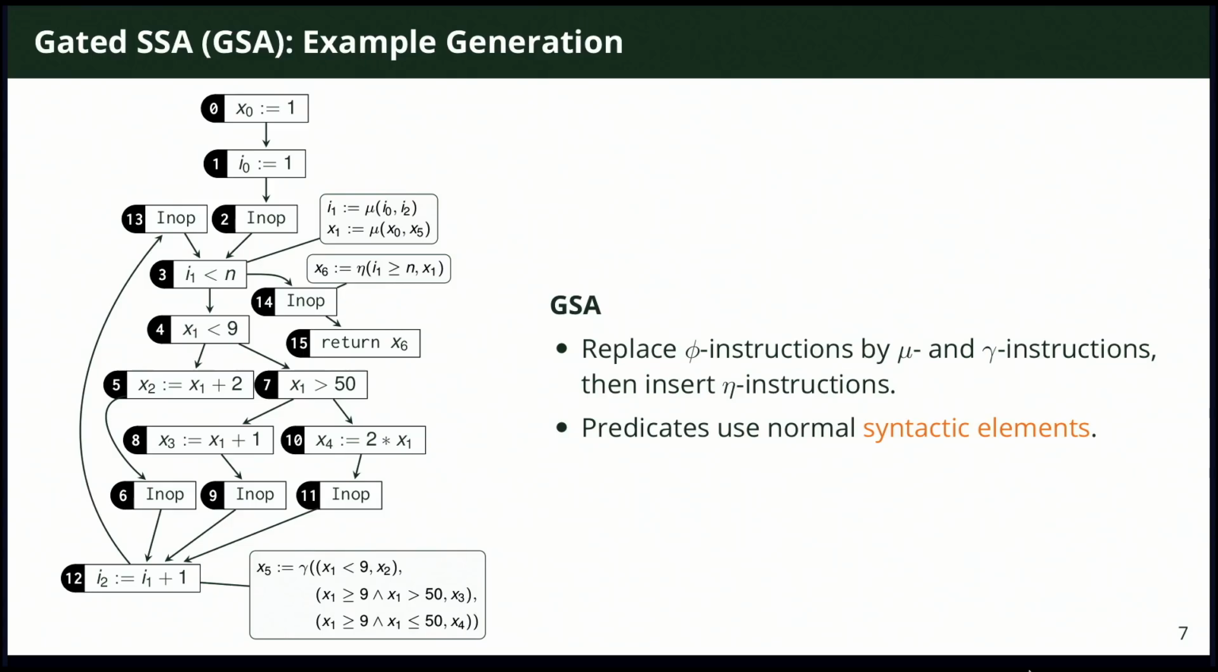Then at the loop headers, we've just changed the phi instructions to mu instructions. And at the bottom, where it's not a loop header, just a normal join point, we've inserted a gamma instruction, which now pairs each register with these predicates. And so these predicates are syntactic elements in the control flow graph. And so they can just be executed locally to make the selection of x2, x3, x4. You don't need to look at the incoming control flow edge anymore.